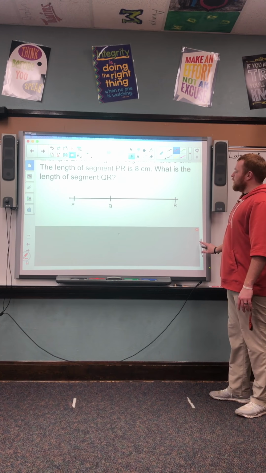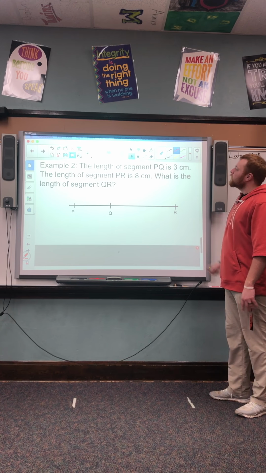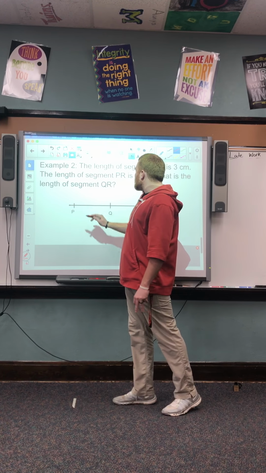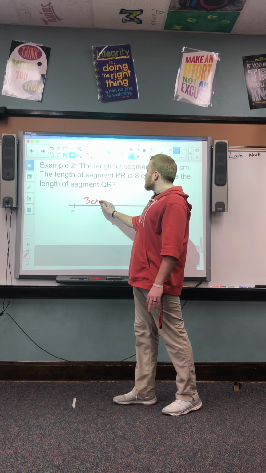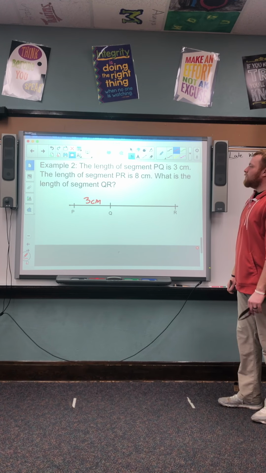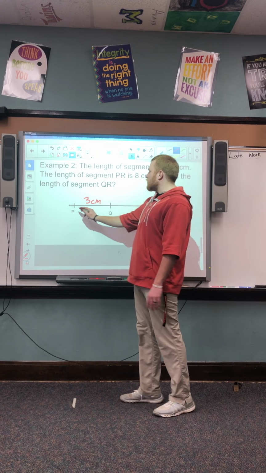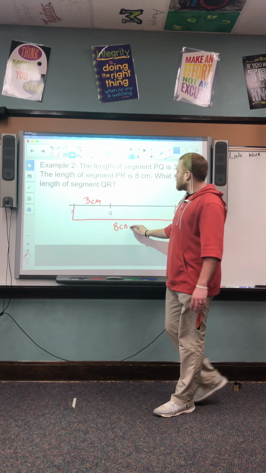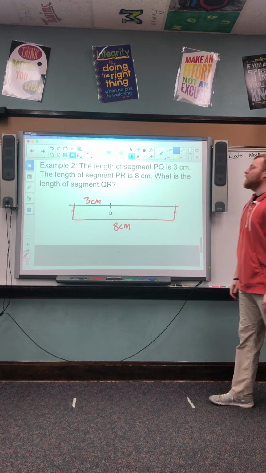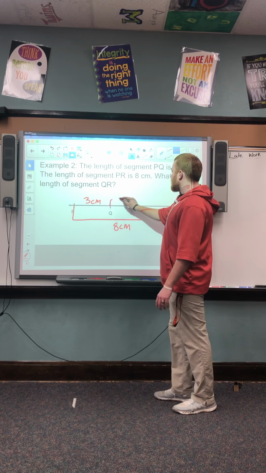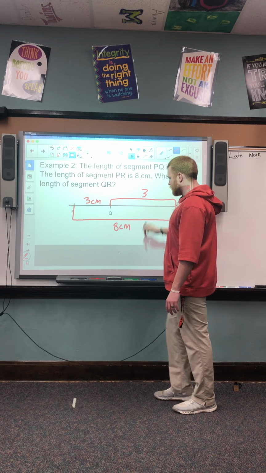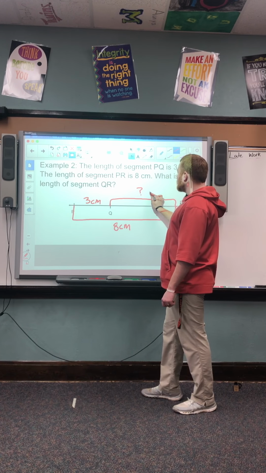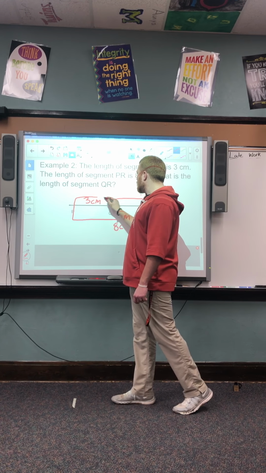All right, example 2. The length of segment PQ is 3 centimeters. So let's write that down. PQ is 3 centimeters. The length of segment PR is 8 centimeters. So P all the way to R is 8 centimeters. What is the length of segment QR? So then we're trying to find this right here. We don't know what that is. Oh, I'm putting a 3 there. We don't know what that is. Okay, we know it's centimeters, but we don't know how far it is.